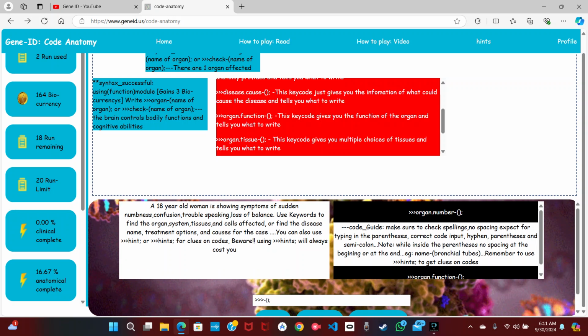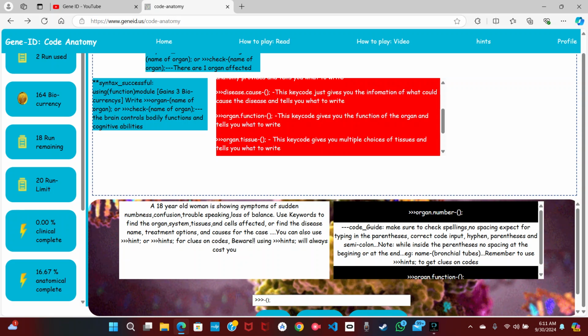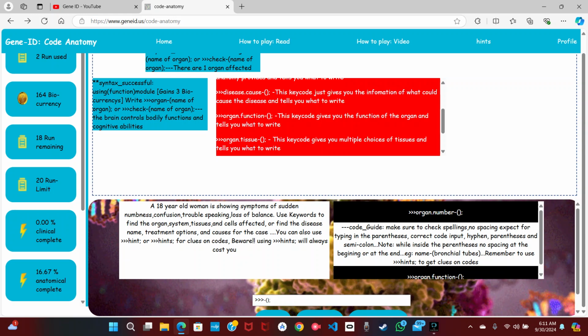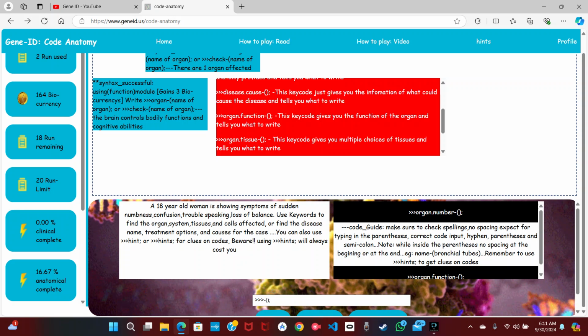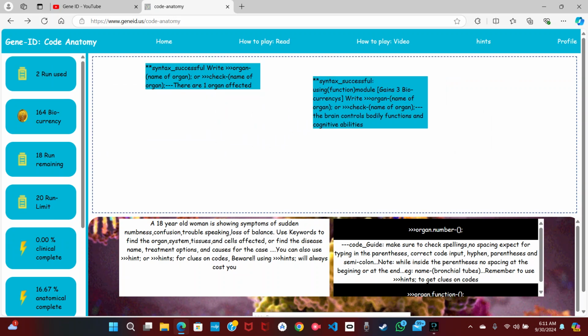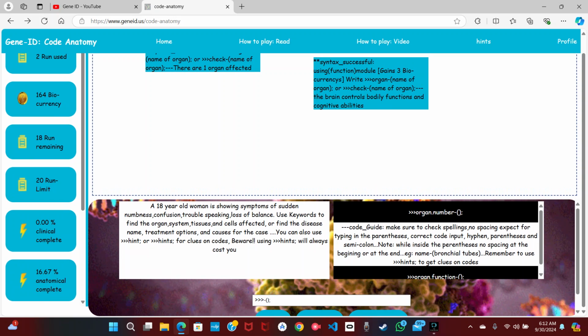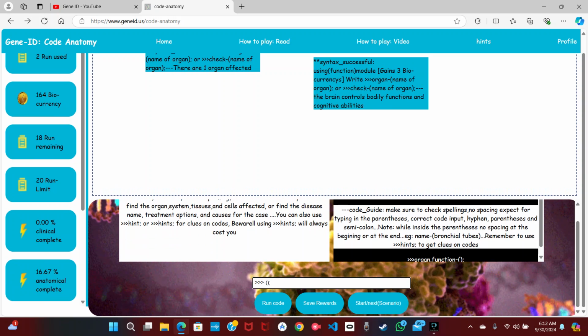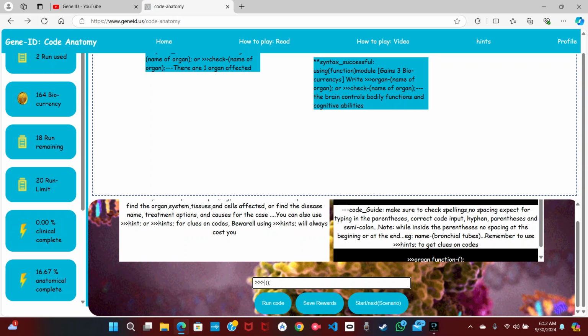Which makes a lot of sense because if you notice, it says that this 18-year-old woman is showing symptoms of sudden numbness, confusion, trouble speaking, loss of balance. So it makes sense to be the nervous system or some sort of brain, because the brain is part of the nervous system. So I'm already getting the sign that if I were solving this anatomically, then the system would be the nervous system. Now that I think about it, it would be so easy solving this anatomically. But clinically, it makes sense.